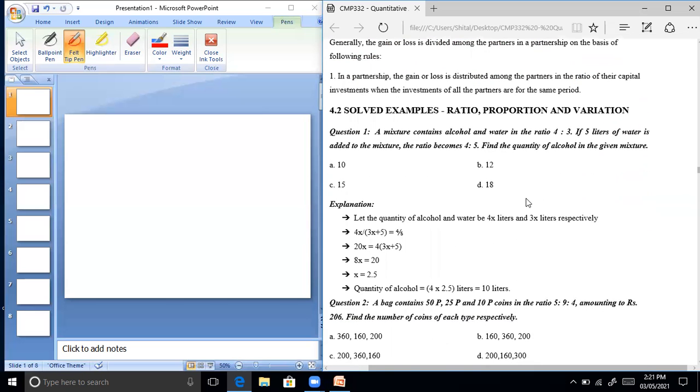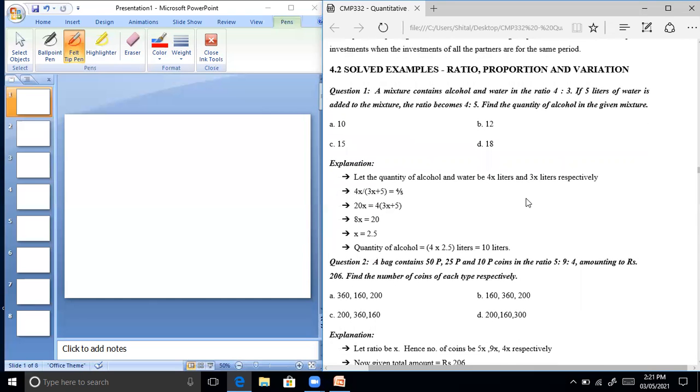Generally, the gain or loss is divided among the partners in a partnership on the basis of the following rules. In a partnership, the gain or loss is distributed among the partners in the ratio of their capital investments when the investments of all the partners are for the same period. Let us see some examples on ratio, proportion, and variation. Example 1: a mixture contains alcohol and water in the ratio 4:3. If 5 liters of water is added to the mixture, the ratio becomes 4:5. Find the quantity of alcohol in the given mixture.